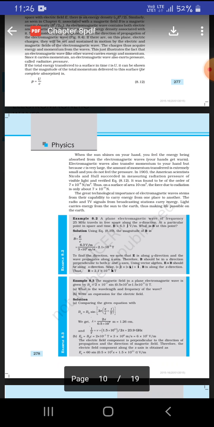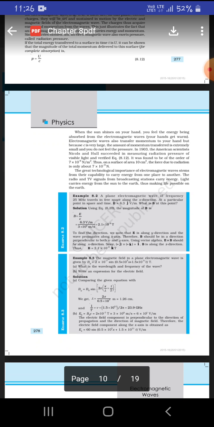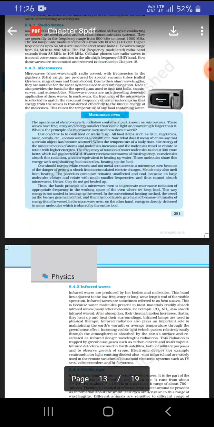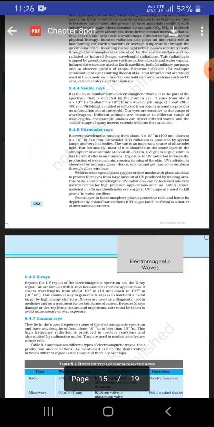After that, in 1903, scientists Nichols and Hull succeeded in measuring the radiation pressure of visible light. Also, radio or TV signals from broadcasting stations carry energy. Light carries energy from the sun to the earth, thus making life possible on the earth. Like that, TV and radio stations also carry some energy. Next are the sums you have to solve based on this.